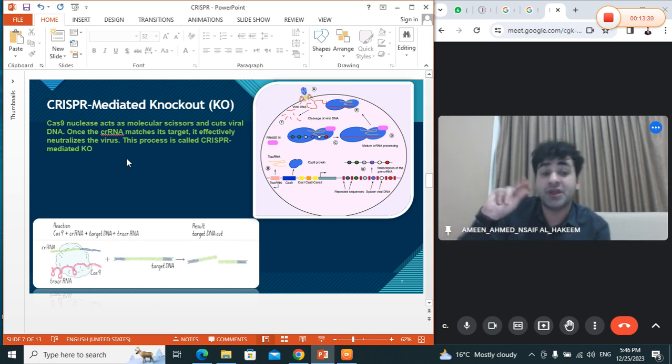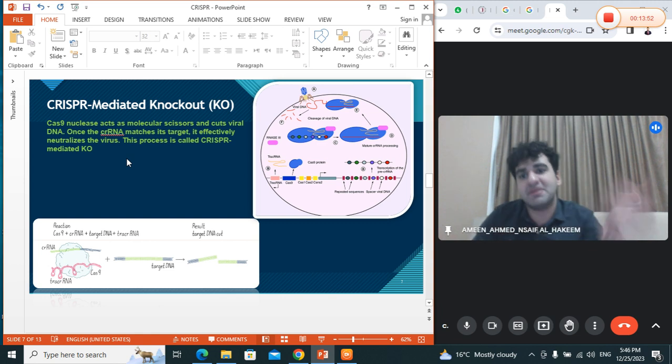We can go to the important part, which is the knockout effect. If repaired through this process, the CRISPR-Cas9 may introduce an insertion or deletion in the gene, disrupting its normal function. The disruption often leads to a non-functional or knockout gene. So we mentioned CRISPR-mediated knockout (KO) as a phase inside the CRISPR-Cas9 system, and what is happening inside it.